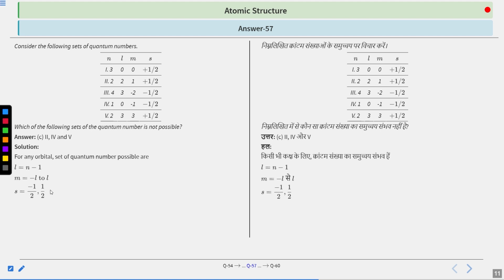And the s value is fixed. It depends upon the electron state, which is minus half or plus half. You don't have to worry about it. It does not depend on the orbit, orbital or shell, anything.